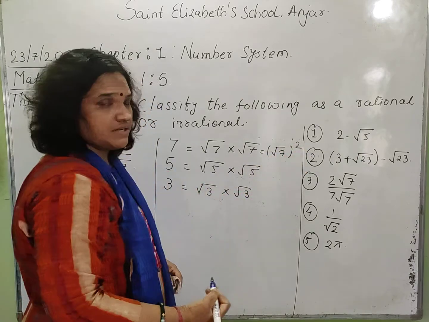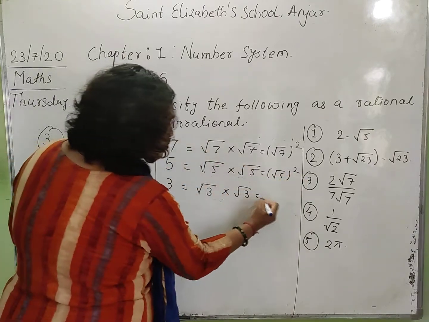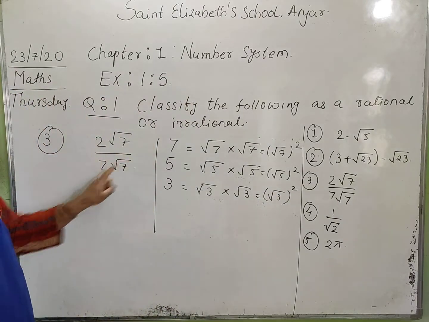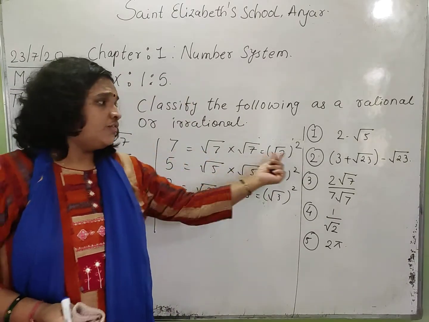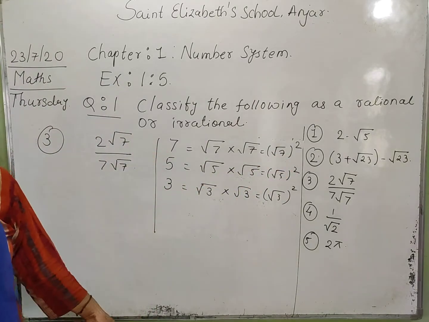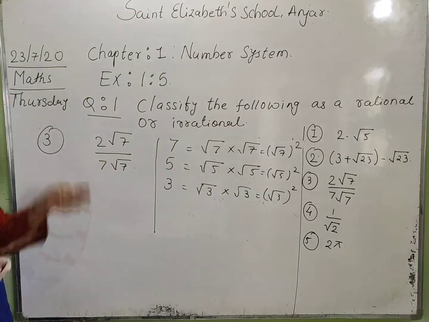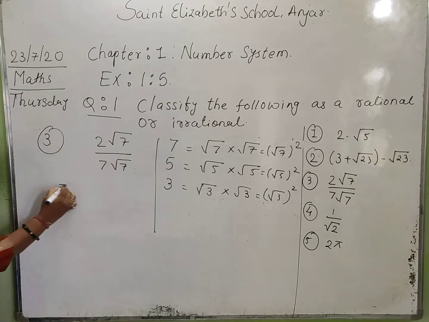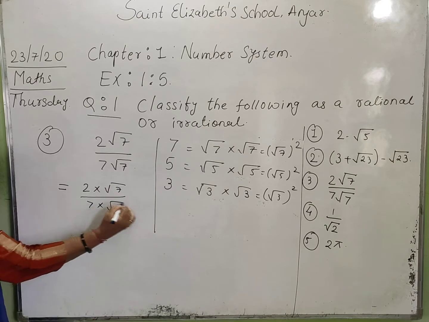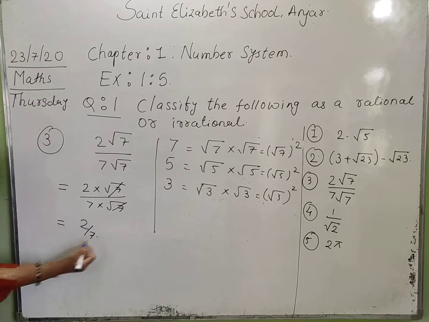So in short, we can write it like this: two times means degree 2. Root 5 squared is going to be 5, and so on you can write. So 7 is root 7 into root 7, which we can write as root 7 whole squared. This way you can take any number; two equal roots multiplied will give you one whole number. Now here, 2 is a whole number, this is root 7, and this is 7 into root 7, so this will cancel out. Now the answer is 2 by root 7.